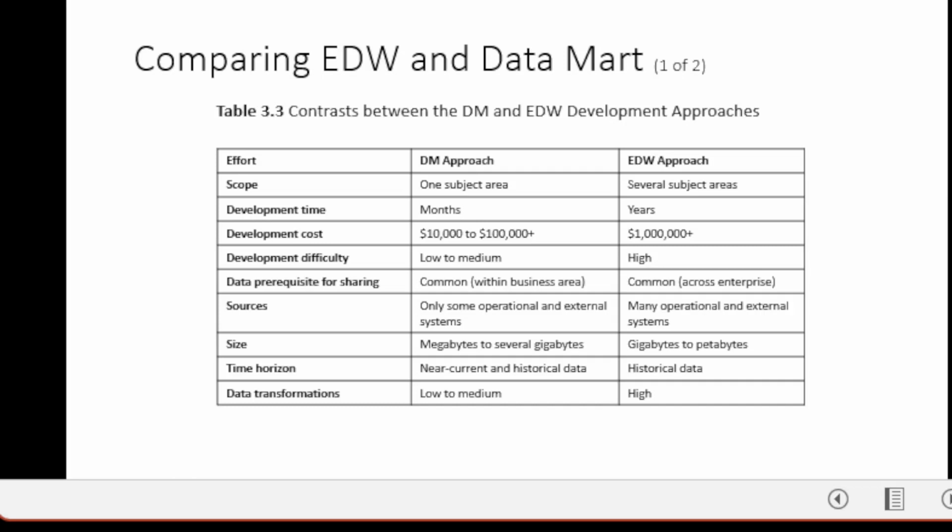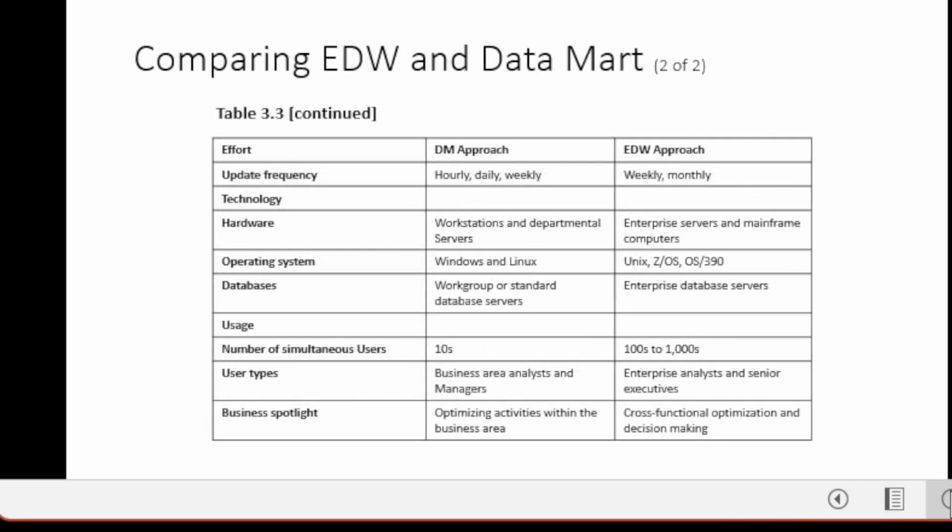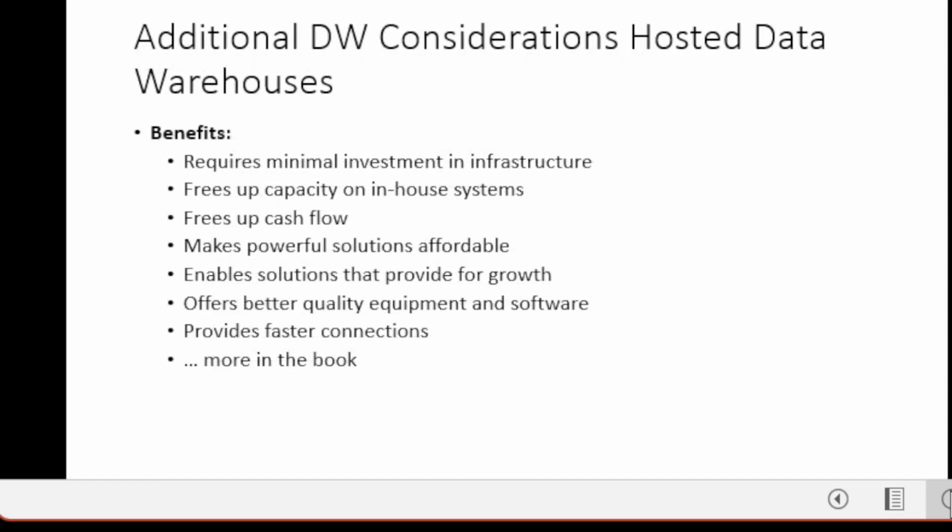Okay, which model is suitable would depend on your need and your requirement, yeah.